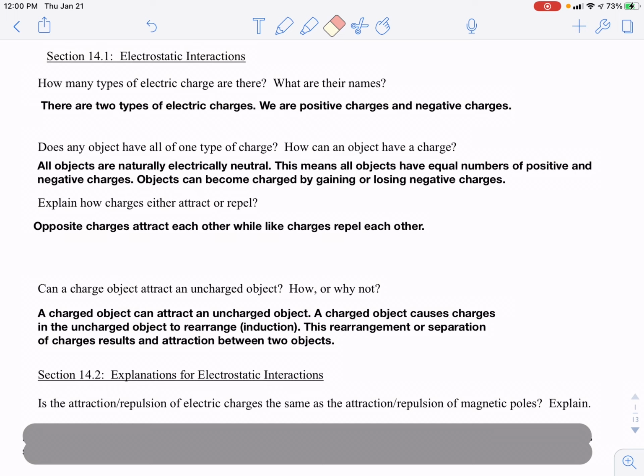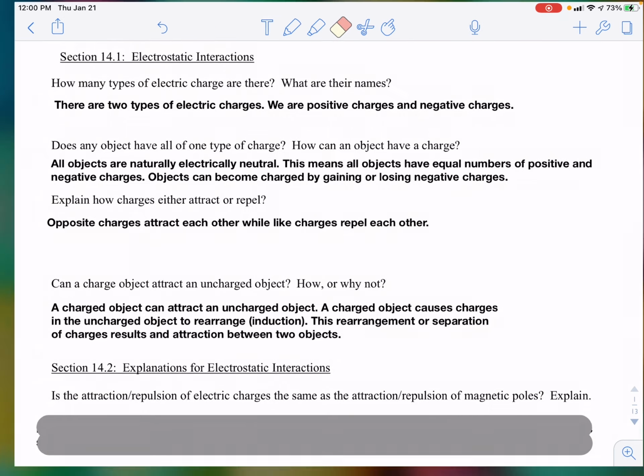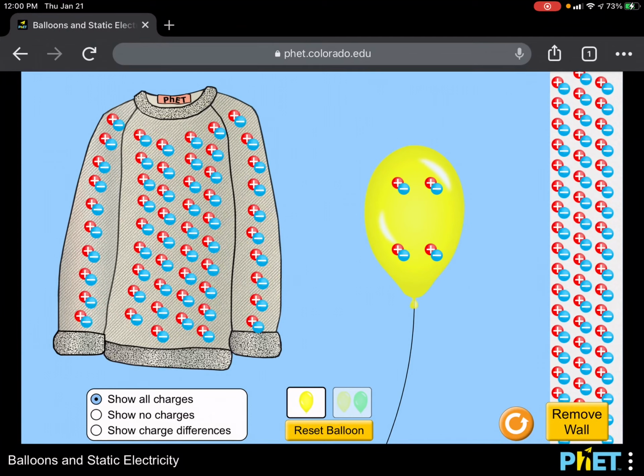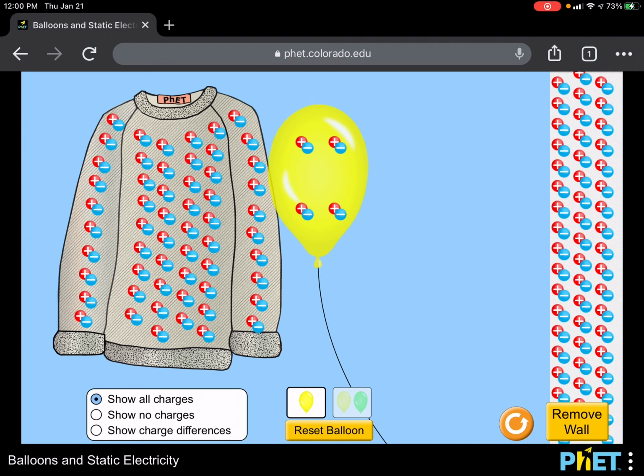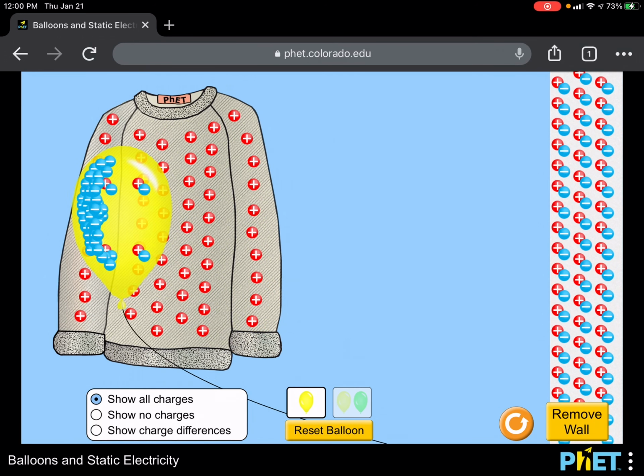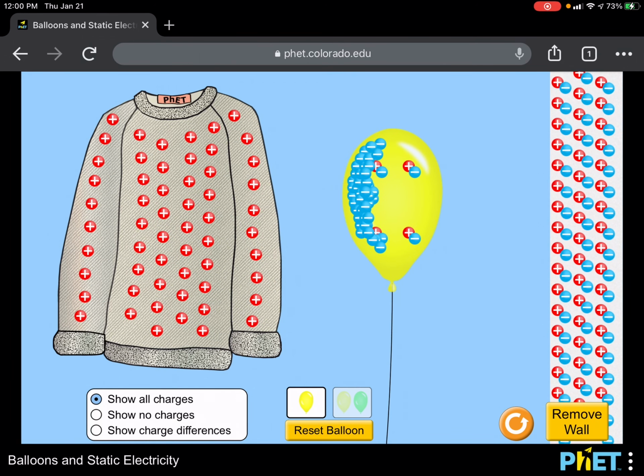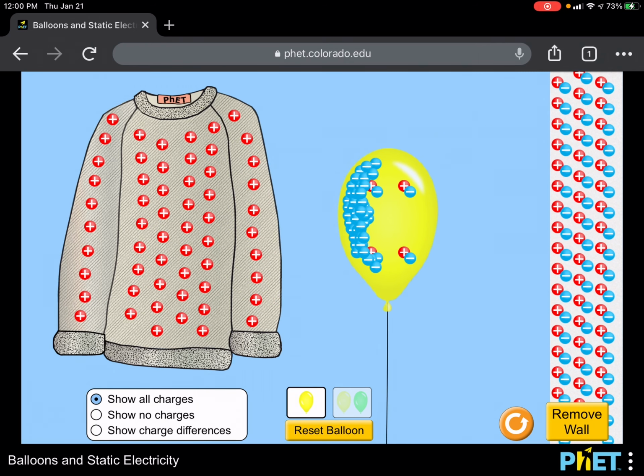Let's take a look at this simple example of a balloon, which is an insulating material, and a wall, which is another insulating material. What you see here is a balloon that we can rub against this wool sweater and gain a net negative charge, meaning there are more negative charges than positive charges on the balloon. And the sweater has a net positive charge because we have removed the negative charges from the sweater. Now, the sweater is no longer of interest.